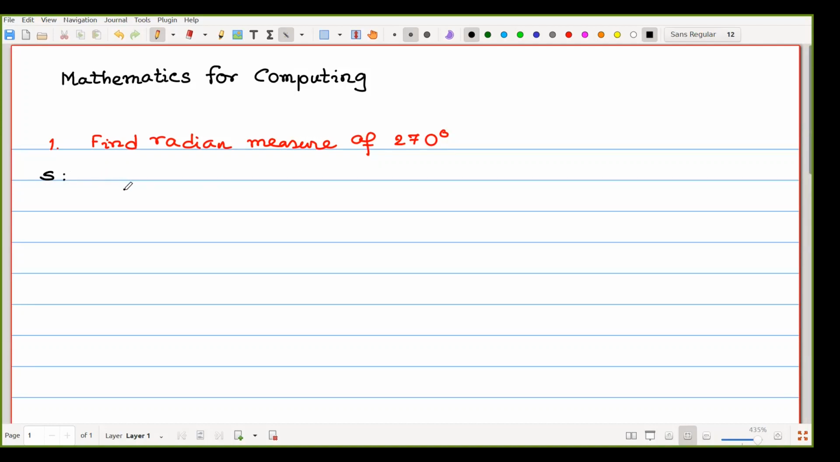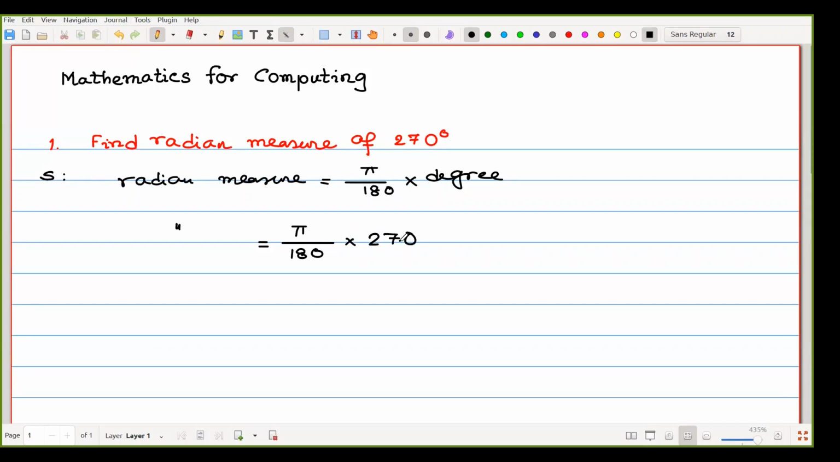so that means we can say the radian measure is equal to pi by 180 degree into the measure of degree. So in that case, our radian measure would be pi by 180 into 270. That means 3 pi by 2. That is the first way we can transform the degree to radian.